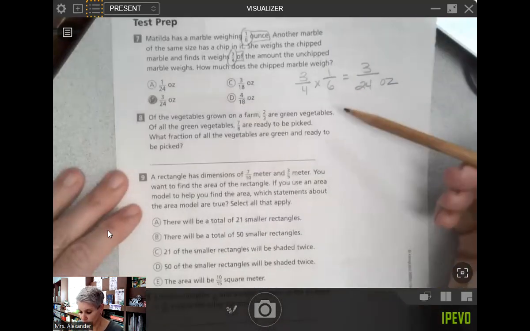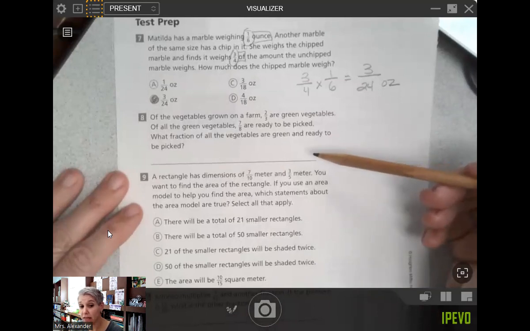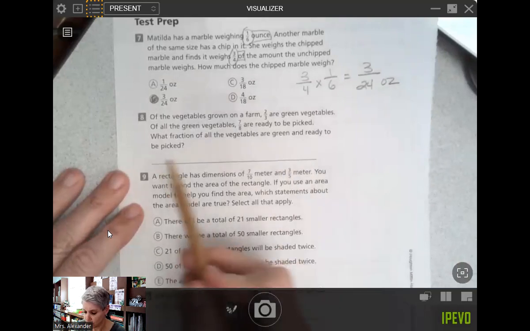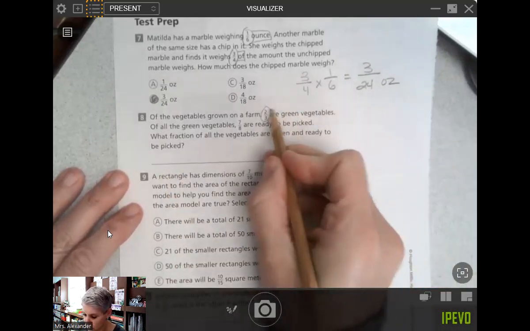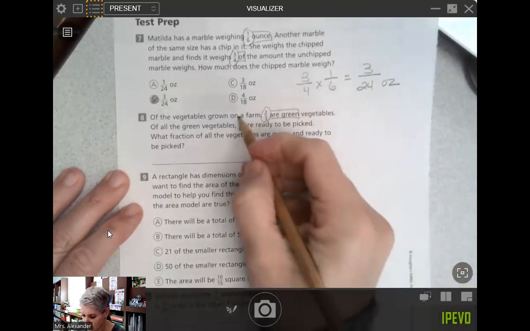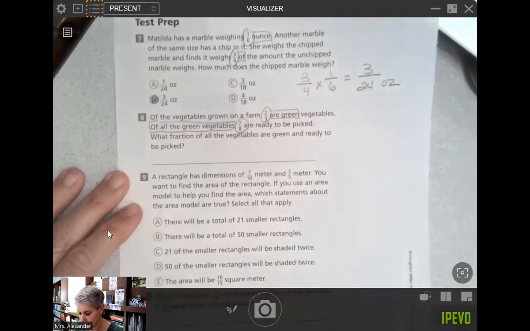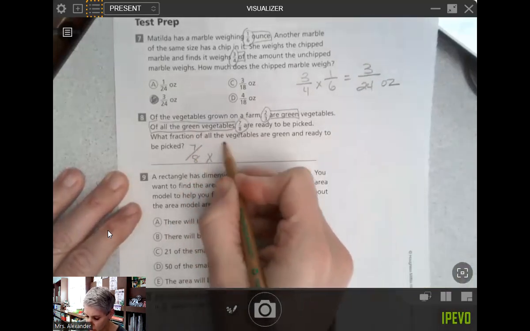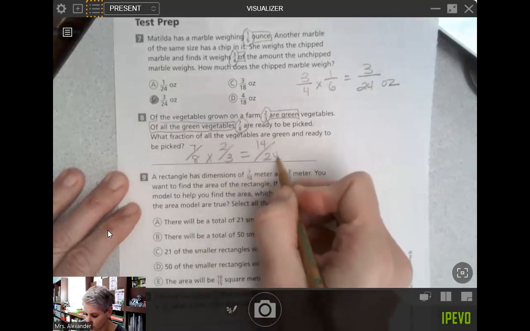Of the vegetables grown on a farm, 2/3 are green vegetables. Of all the green vegetables, 7/8 are ready to be picked. What fraction of the vegetables are green and ready to be picked? So 2/3 are green. Of all the vegetables, 7/8 are ready to be picked. So 7/8 of the 2/3 would equal 14/24.